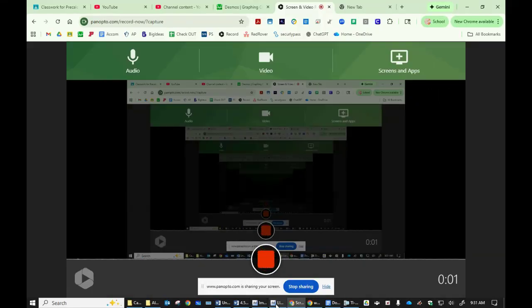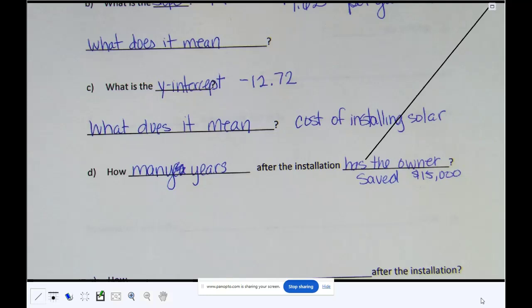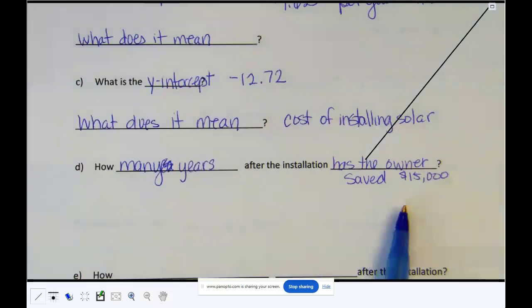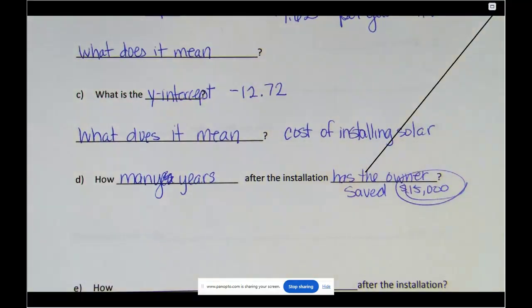Okay, so we'll try that again. So, question. This is one of those ones where you have to figure out, did I give you X or did I give you Y? That is the Y. How do I know that is the Y?